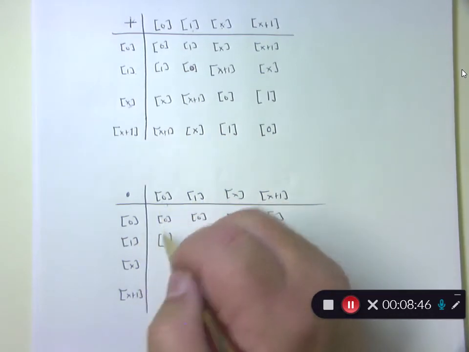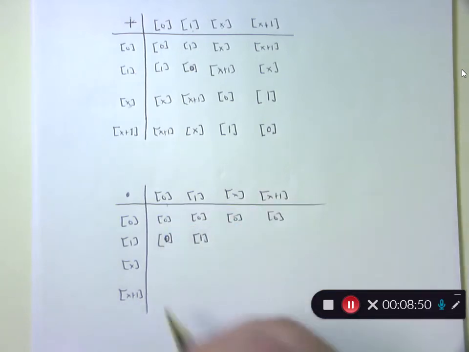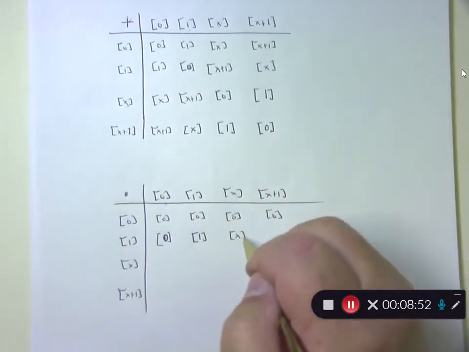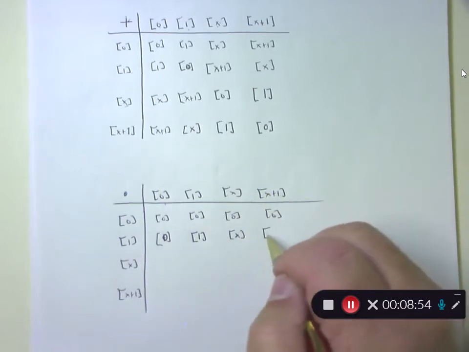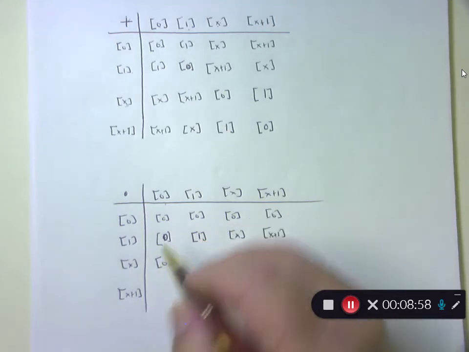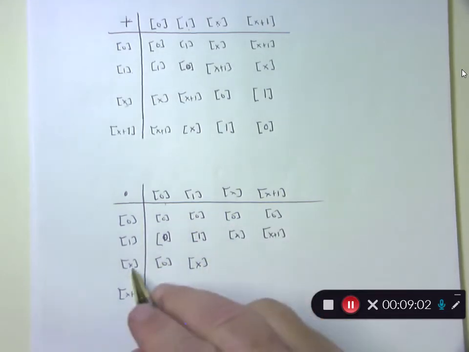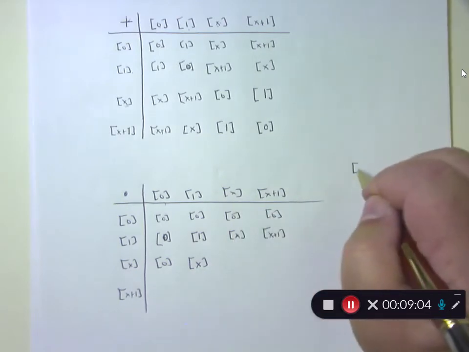1 times 0 is 0. Get that right. Jump the gun there. 1 times 1 is 1. That's much better. 1 times x is x. And 1 times x plus 1 is x plus 1. x times 0 is 0. x times 1 is x. Here we go. x times x is x squared.